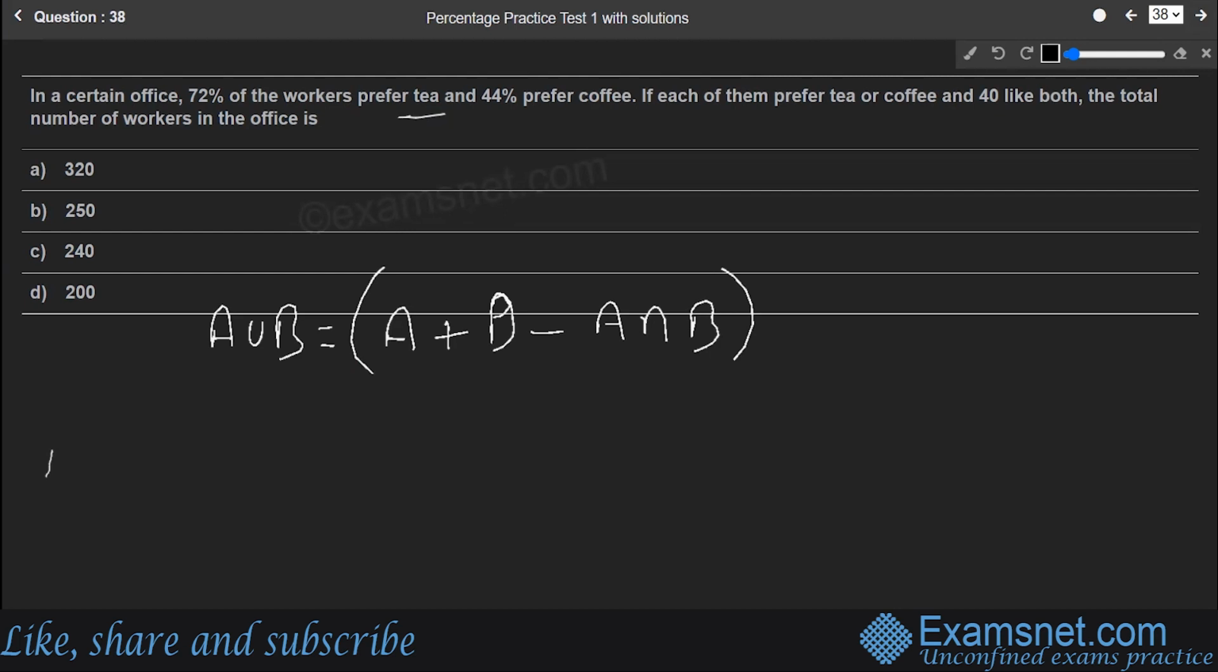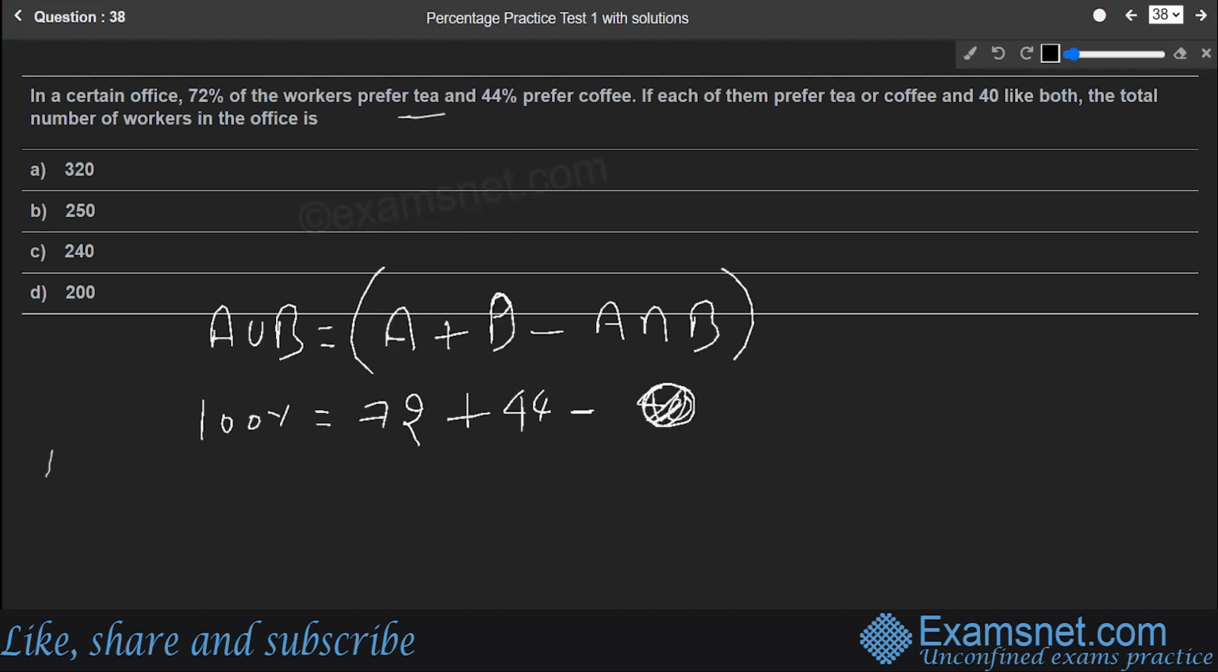So the total percentage is always going to be 100% because ultimately the total number of people can always be taken as 100%. So 100% is going to be people who prefer tea, 72%, plus people who prefer coffee, 44%, minus people who prefer both, which is 40. Okay, so this is the equation, 72 plus 44. But this 40 is a number, it's not data in percentage.